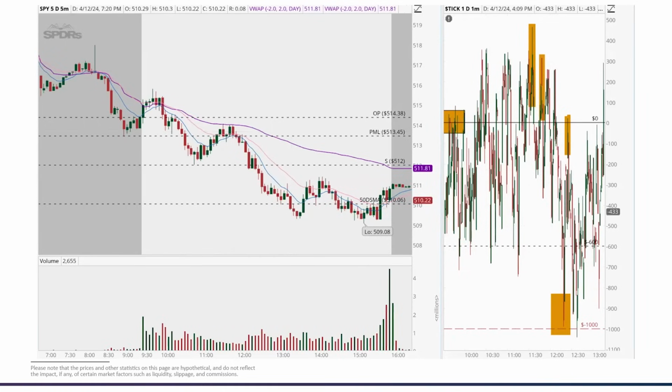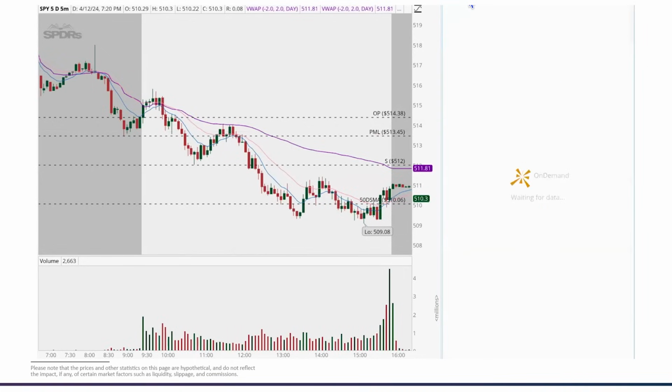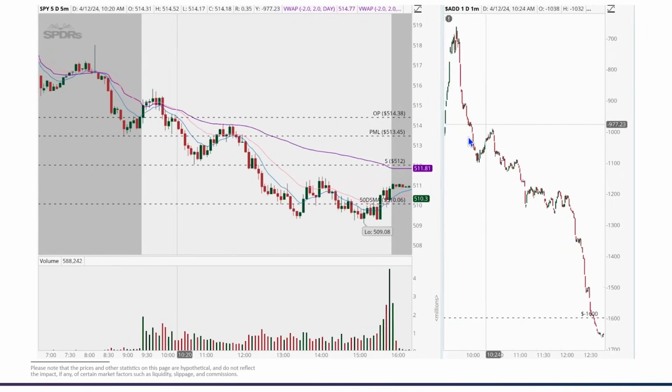In addition, if we look at the advance-decline line, we could see that the advance-decline opens up at negative 1,000, attempts to bounce, stays negative, and rolls over and begins to make new lows.